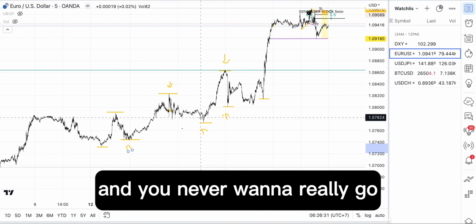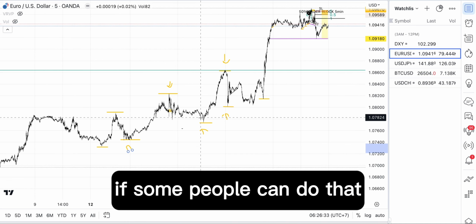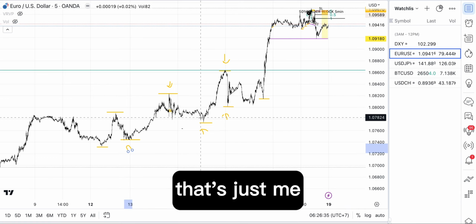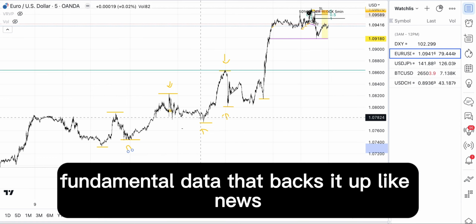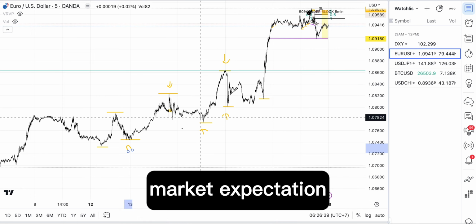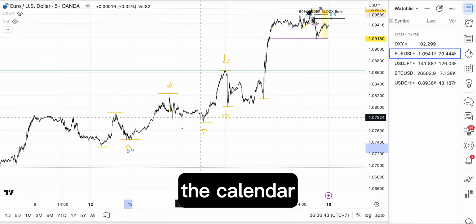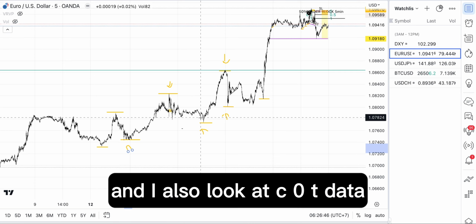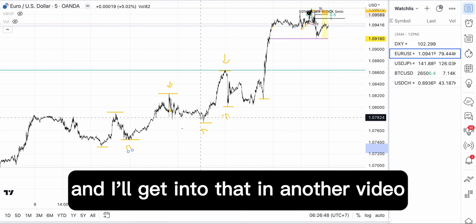And you never want to really go off of just pure market structure. Some people can do that. I'm not saying that it doesn't work. That's just me. I usually have at least fundamental data that backs it up, like news, market expectation. That's what I call it, market expectation. I look at the economic calendar. And I also look at COT data. And I'll get into that in another video.